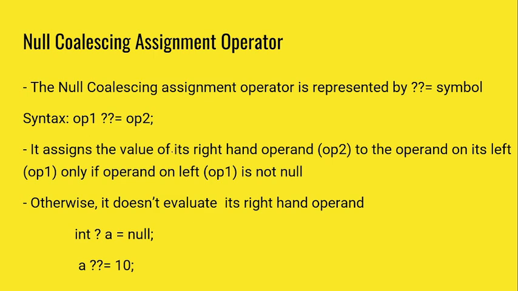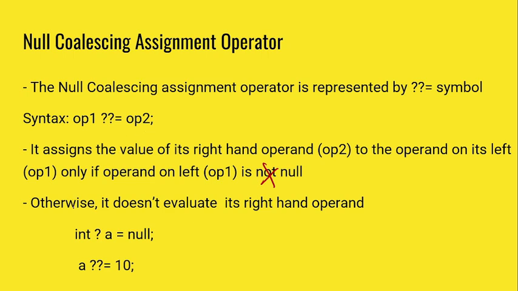So see, it assigns the value of its right hand operand, that is OP2, to the operand on its left, that is OP1, only if OP1 is null. Okay, so if it is null, then obviously it requires some value, so it will be assigned. If it is not null, this value will not be assigned.